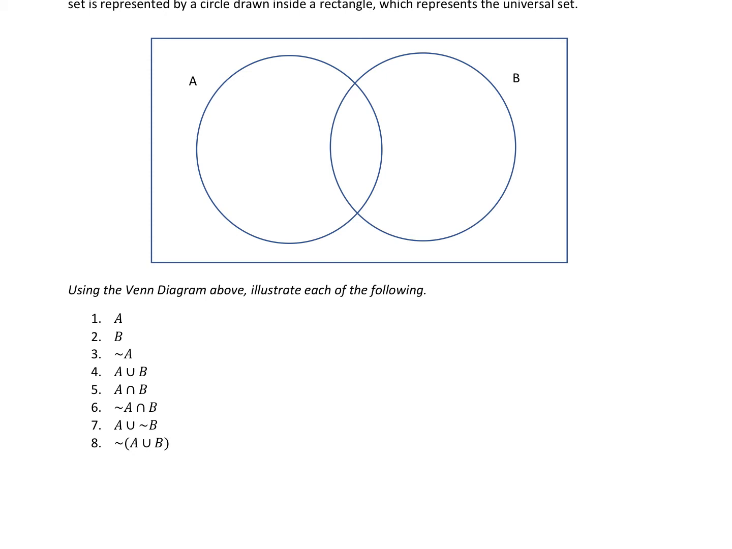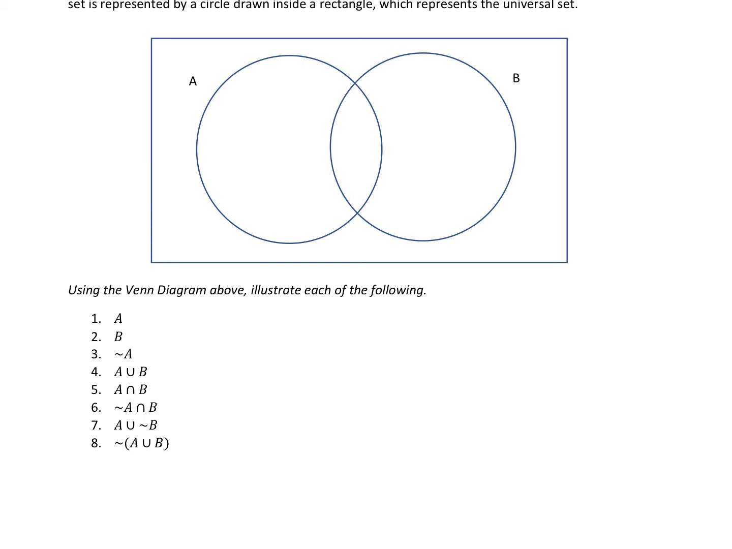Okay, let's look at number 2. So number 2 is set B. So if you want to represent set B within the Venn diagram, that would be everything that lives within this second circle. So this circle represents B. So by coloring or shading in set B, that would be the visual representation of set B.